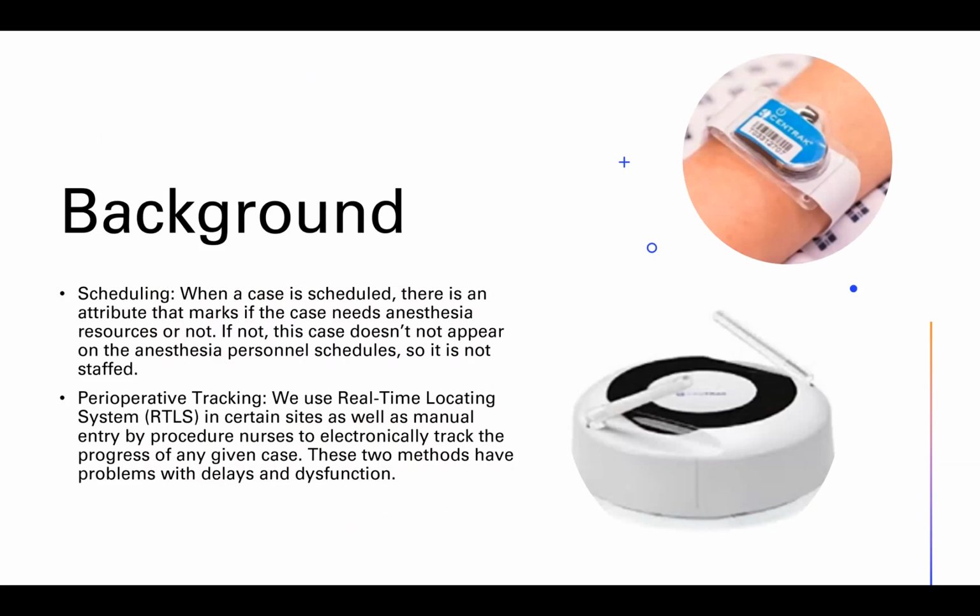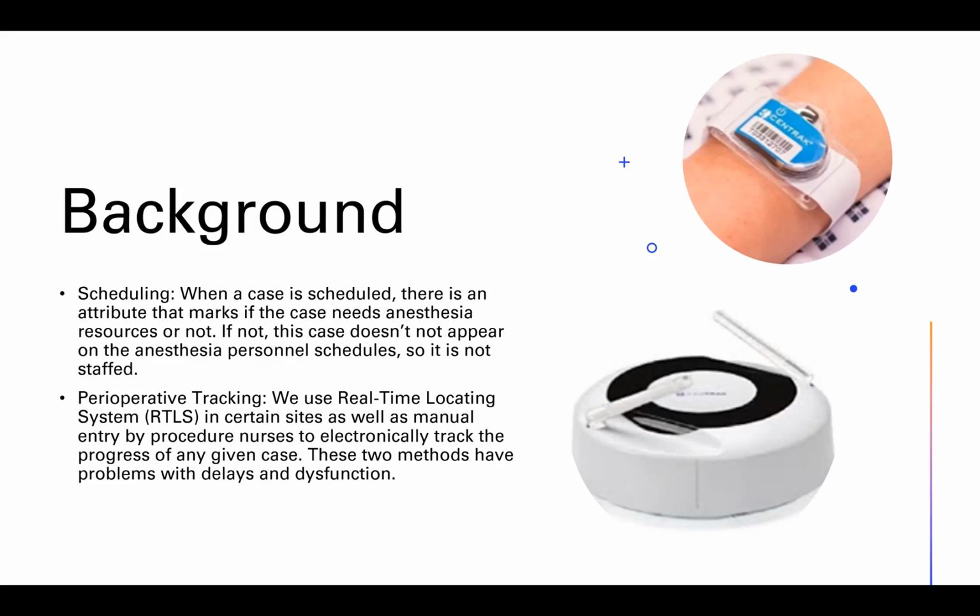Again, the two aspects that I'm discussing here are, first of all, scheduling. Just a background of the steps required. When a case is scheduled, there's an attribute that marks if a case needs anesthesia resources or not. If not, this case does not appear on our schedules and does not appear for us to even assign resources. So many times we will have a schedule for the day, and then we'll get a phone call in the morning saying, hey, why are there no anesthesia providers for this case? Well, it doesn't appear on our schedule. It was not booked correctly. So we try to investigate why that happened.